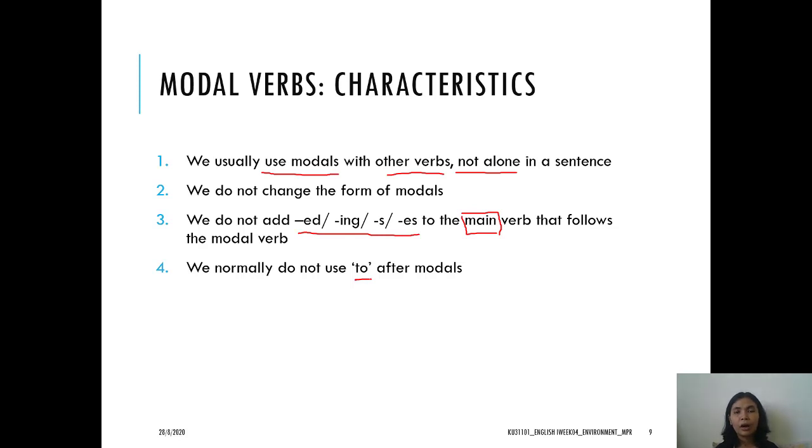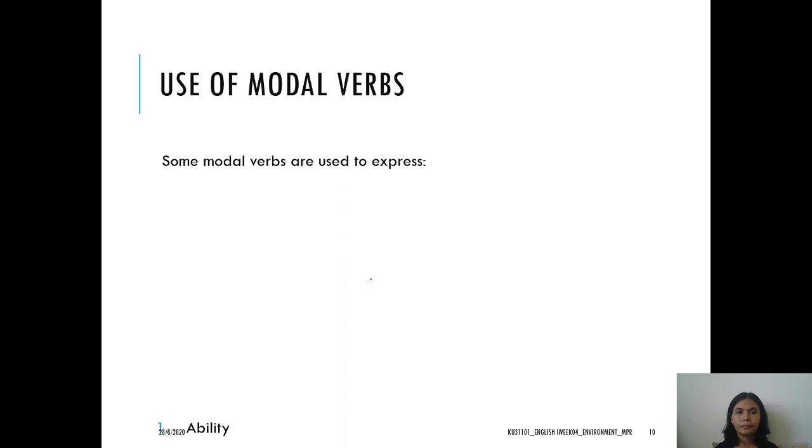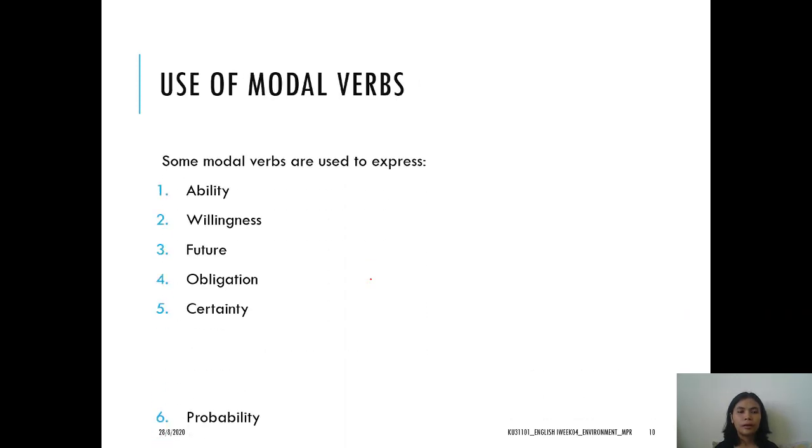Those are the modals that originally already have "to" inside them, but the others do not use "to" after the modals. So those are the characteristics of the modal verbs. Now we'll be discussing the use of the modal verbs.